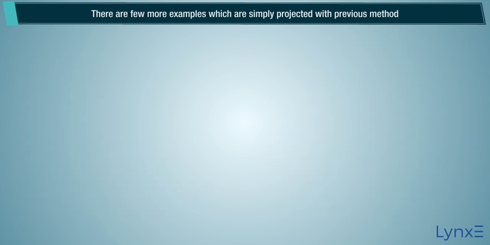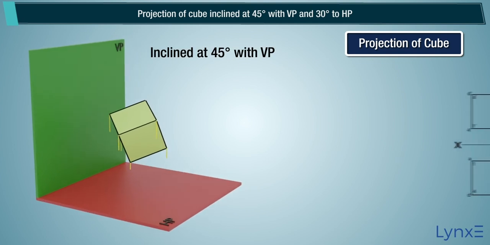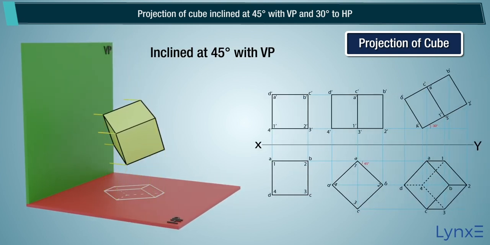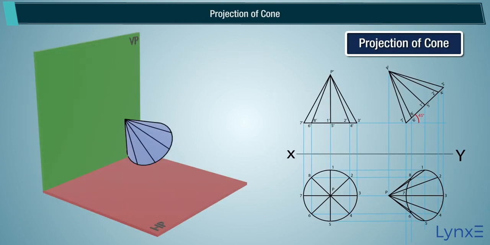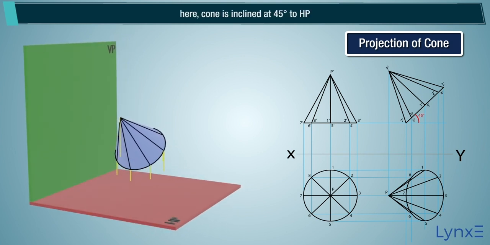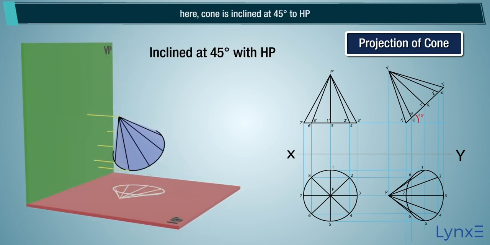There are a few more examples which are simply projected with the previous method. Projection of a cube inclined at 45 degrees with VP and 30 degrees to HP. Here, the cube is inclined with both planes. Projection of a cone. Here, the cone is inclined at 45 degrees to HP.